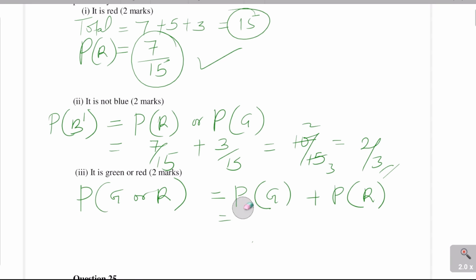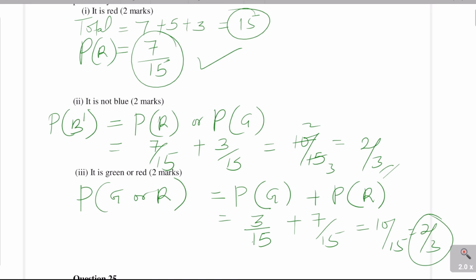The probability of picking green, greens are 3, so that will be 3 over 15, plus the probability it is red, the reds are 7 over 15. So when you add these, you get just the same as the previous answer. Because for the previous answer, the probability that it is not blue means it is either green or red. So it's the same answer. This will give 10 divided by 15, and it will be the same, 2/3.